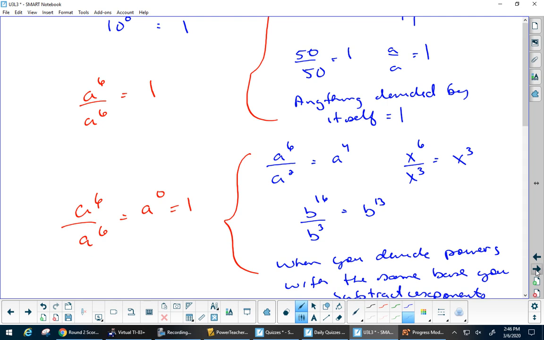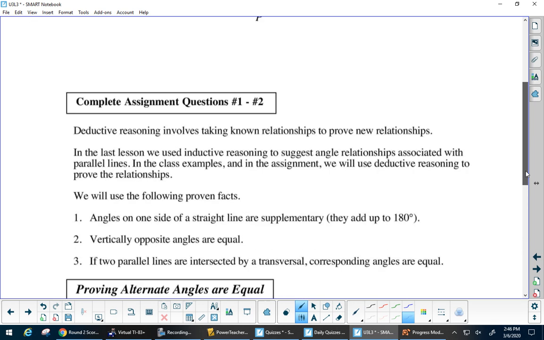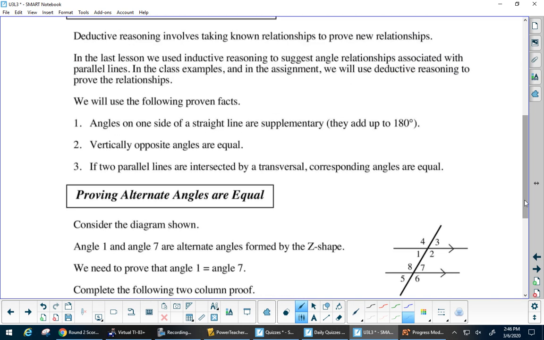So let's go to page 120 actually. And we're going to come right down to here. So we're going to use deductive reasoning. That was deductive reasoning that I did with you. Is this true? Is this true? Then if these are both true, then this would be true. Okay? Now, here we'll use the following facts. Just like when I did my proof, those were all facts. Right? I didn't make anything up.